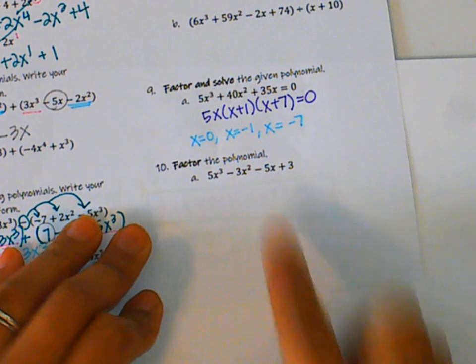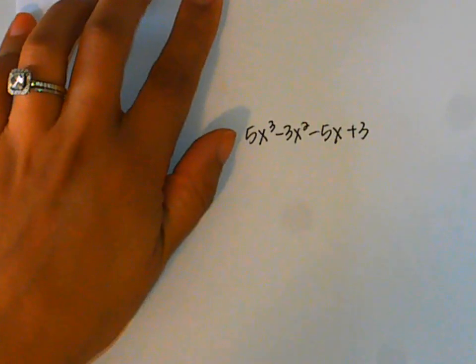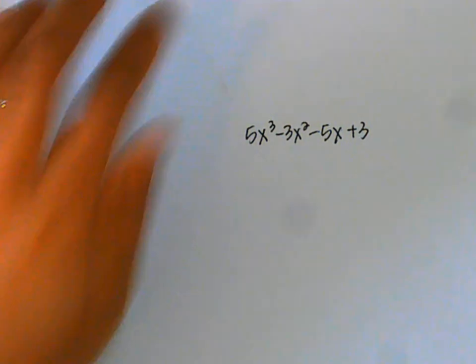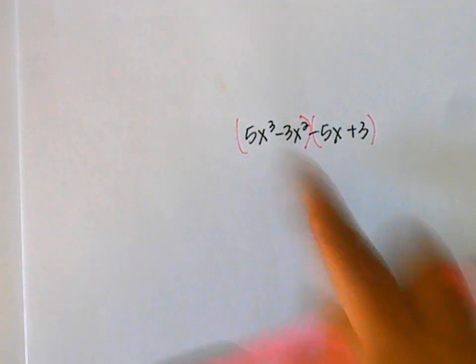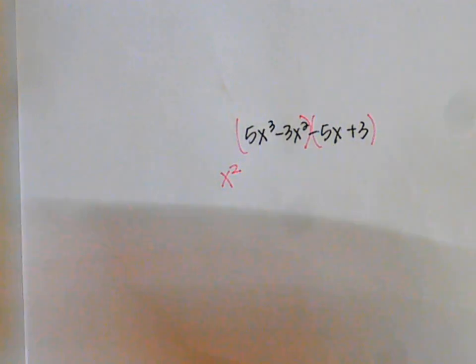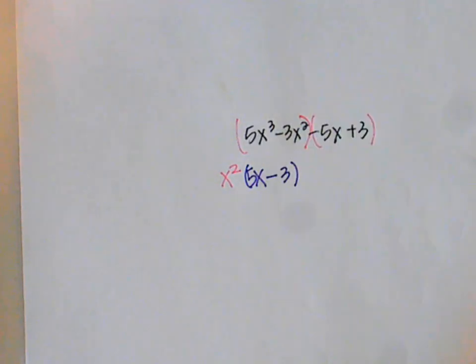And lastly, factor the polynomial. Again, you should have enough room to do that here, but I'm going to do it on a separate piece of paper over here. And I want to try factoring by grouping first. So what do these two things have in common? They both have an x squared. And I would be left with an x minus 3. Oh, sorry, 5x minus 3.